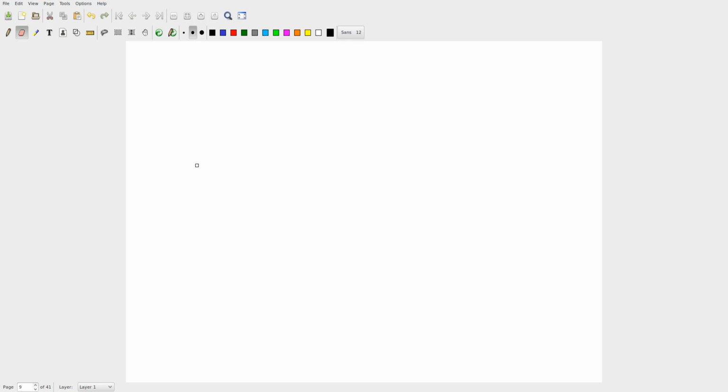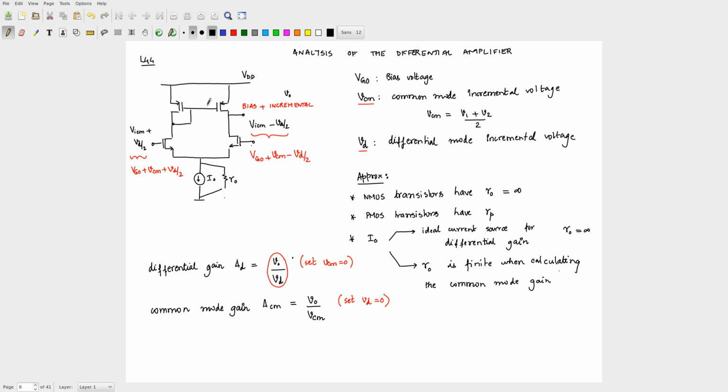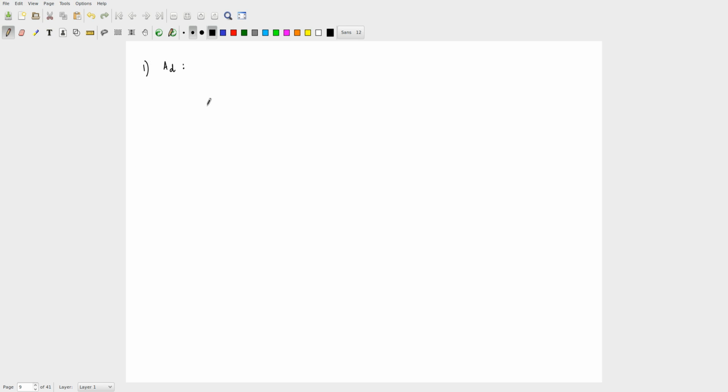Let's now look at the incremental gain for the differential mode signal. So I am now calculating my AD. Let me have the circuit with me, and maybe I'll just draw it again, and then draw the incremental circuit, and then let's proceed. Okay, so this is the circuit that I have. No, that's not what I have.